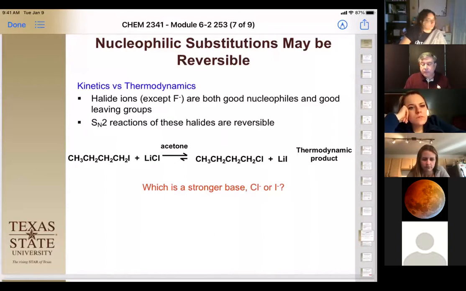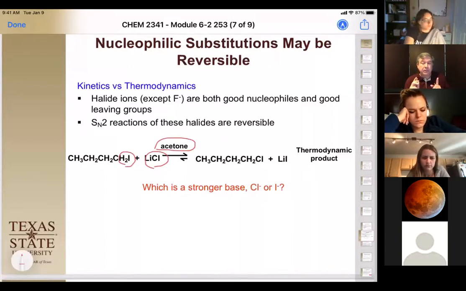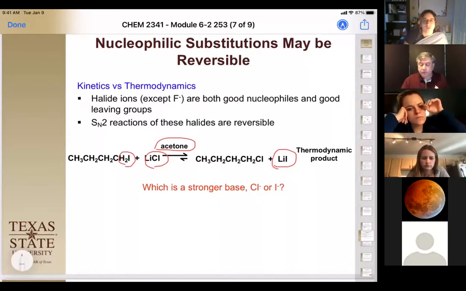In this case, we're exchanging an iodine with a chlorine by using acetone, a polar aprotic solvent, and it converts to the lithium iodide, which is the thermodynamic product. We're making a stronger bond with the chloride because it's a shorter bond. Therefore, it's our thermodynamic product. But which is the stronger base? Iodine has HI as its conjugate acid. HI is a stronger acid, so that means it's going to be a weaker base. So we're driving it by that thermodynamic force.